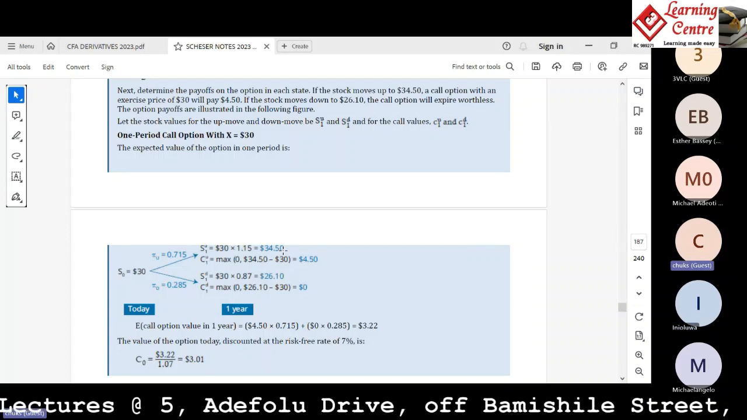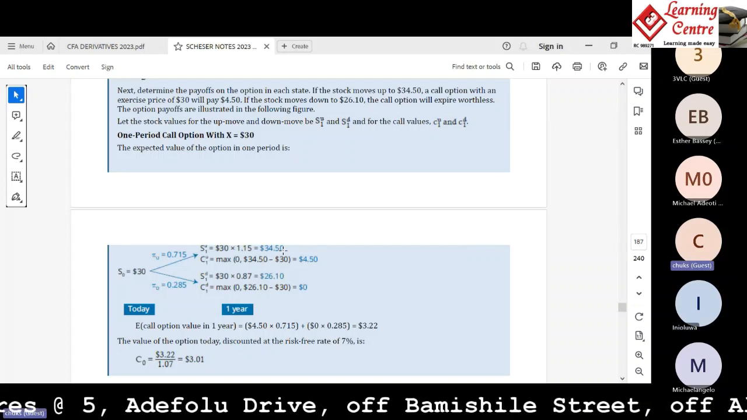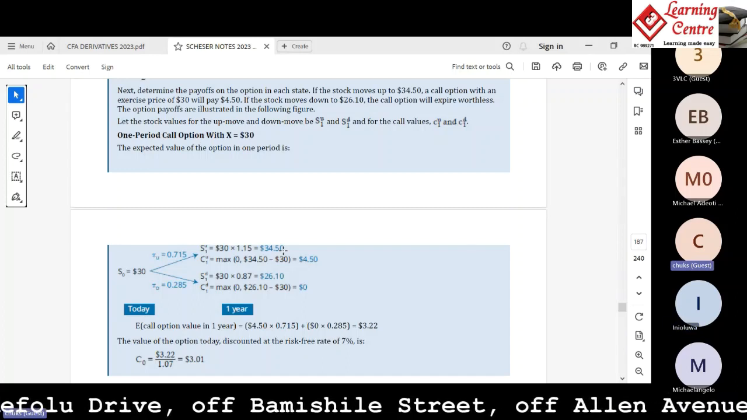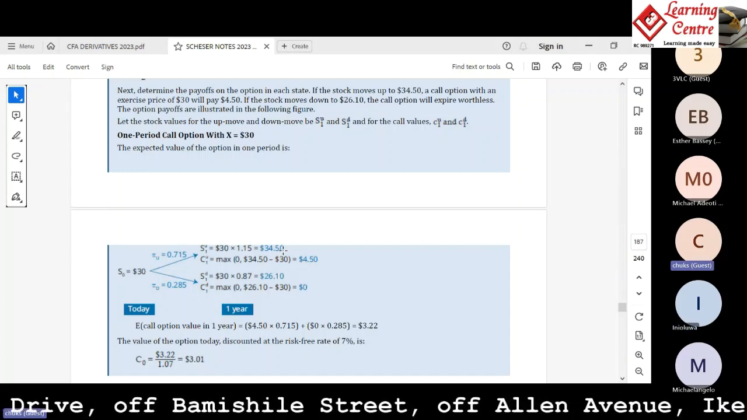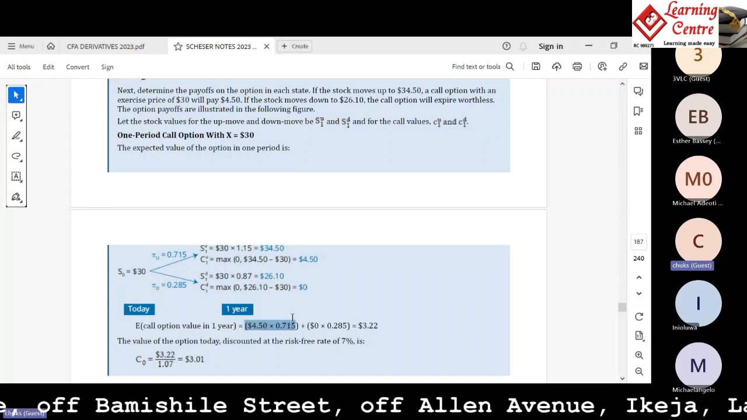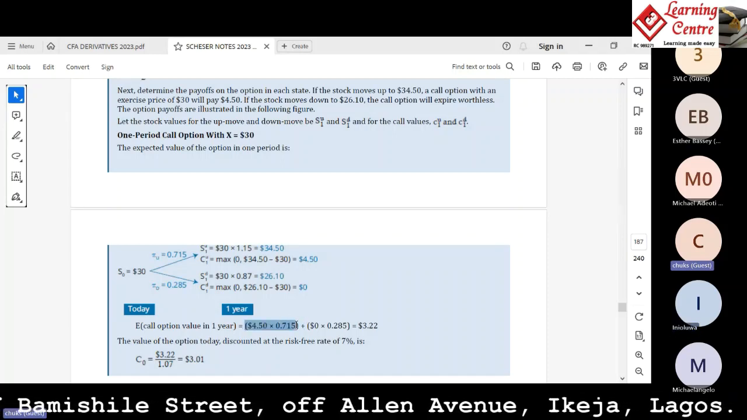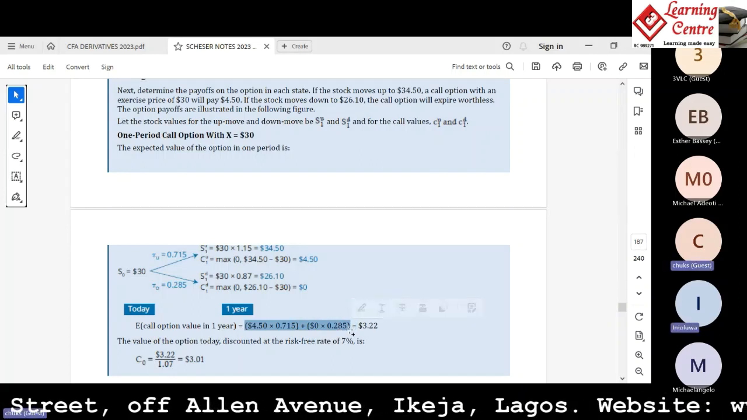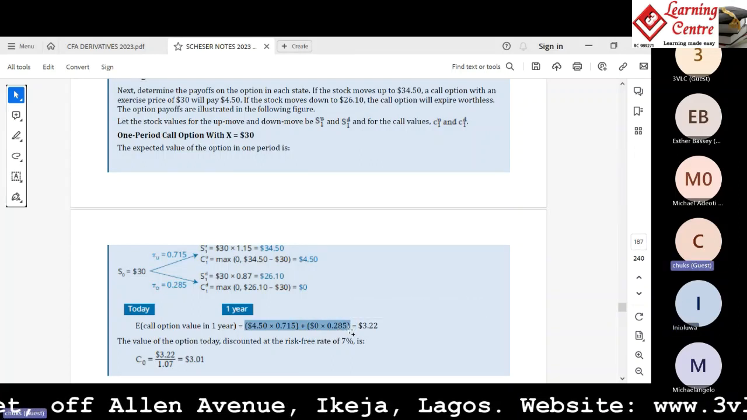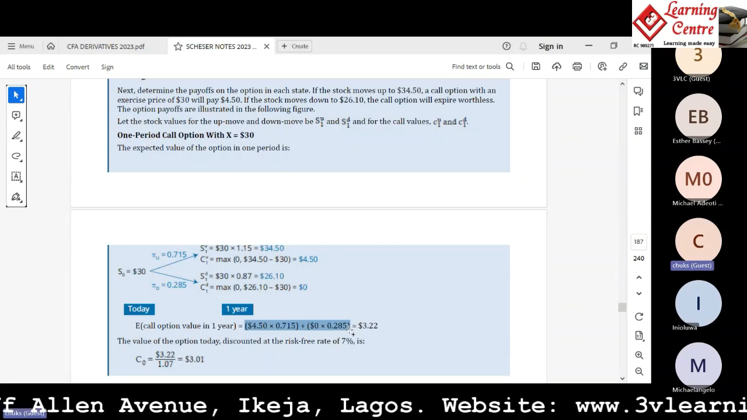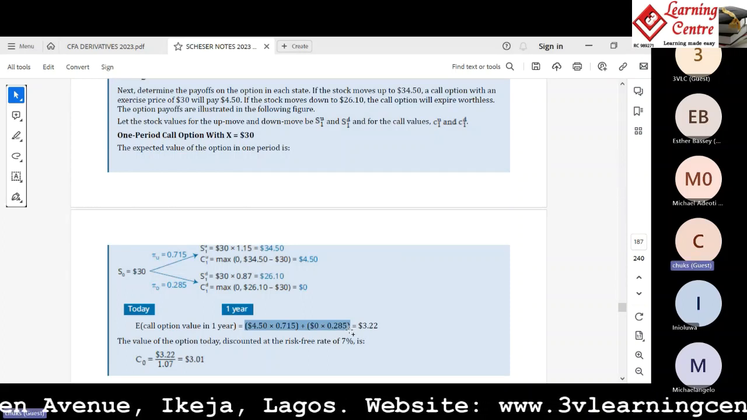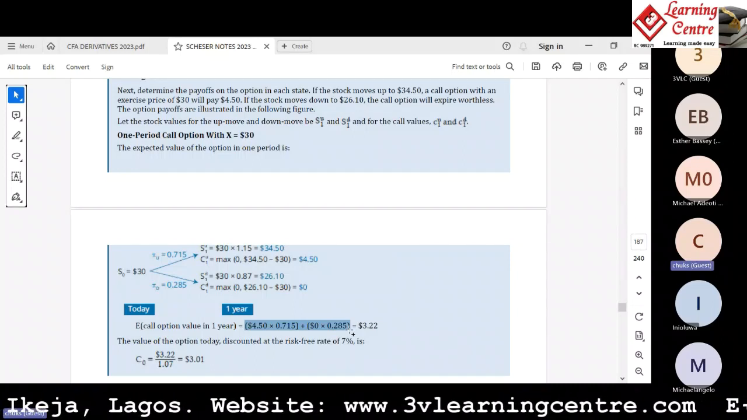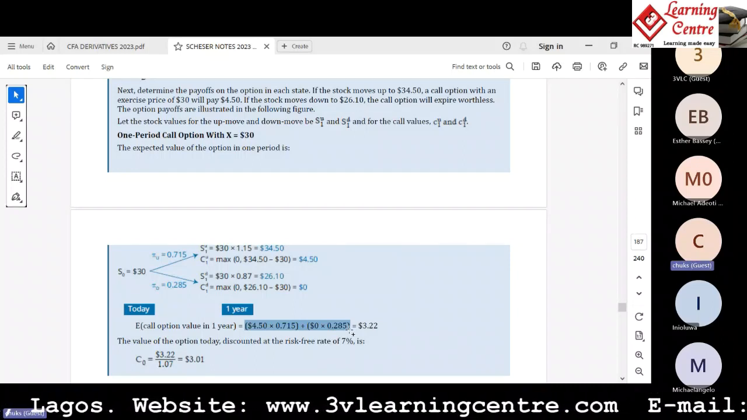What we're now left with is the probabilities of the up and the down. The probability of going up is 0.715, so 0.715 times the value if we go up, which is 4.5, plus 0.285, the probability of going down, multiplied by the value of going down, which is 0. We added the two together and got 3.22. So 3.22 is the value of our option in 1 year's time.